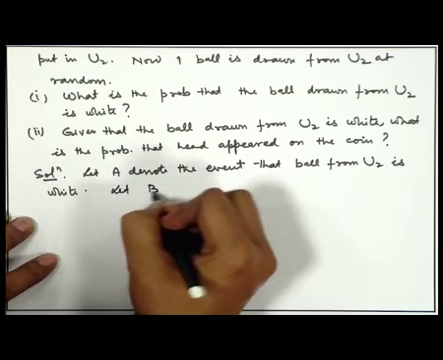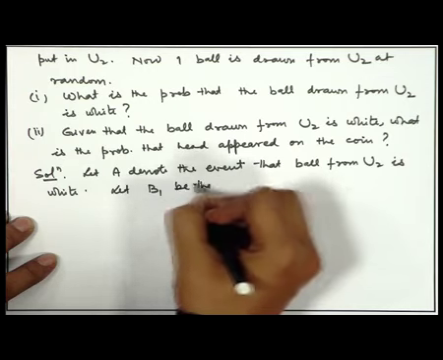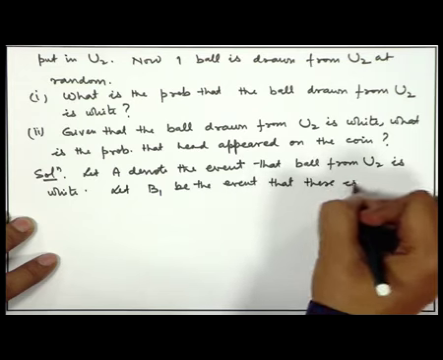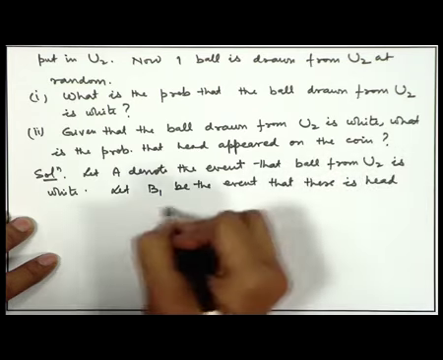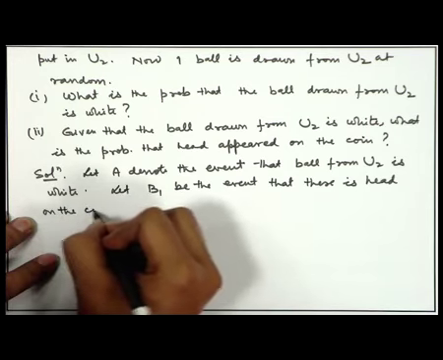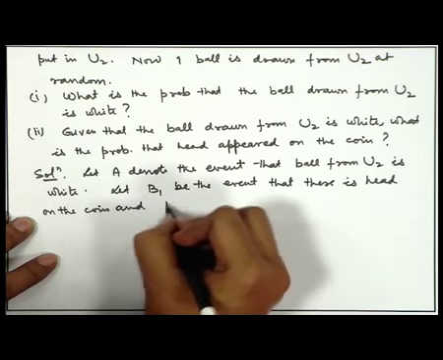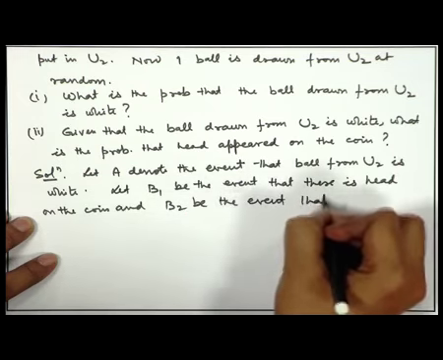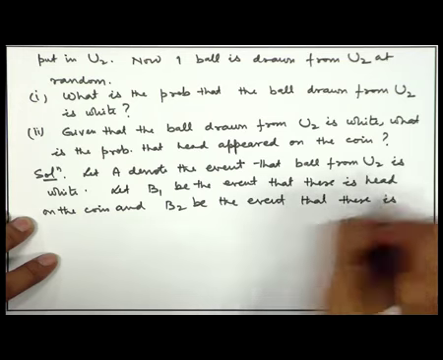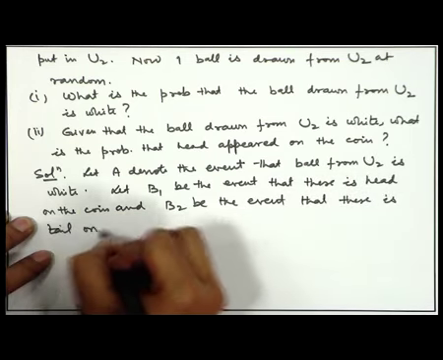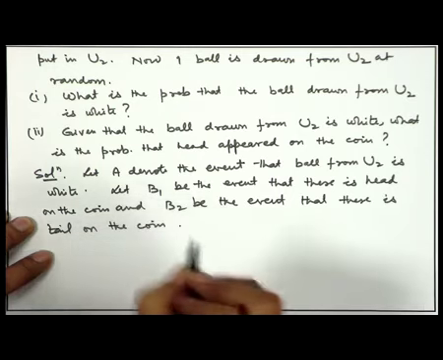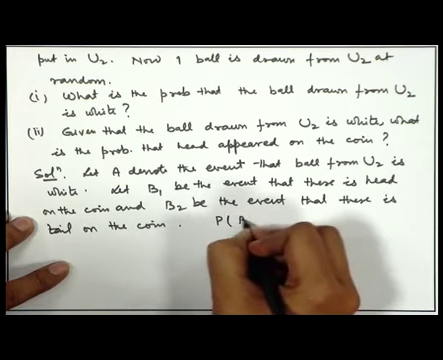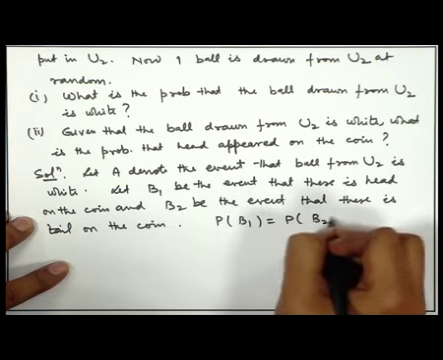Let B1 be the event that there is head on the coin, and B2 be the event that there is tail on the coin. So, the coin we are assuming is fair. So, the probabilities of B1 and B2 will each be equal to half.